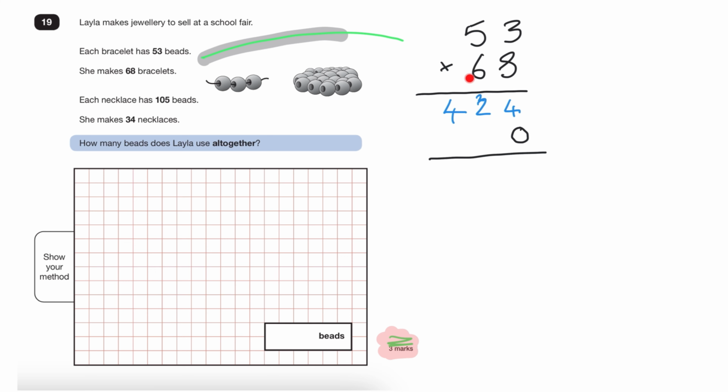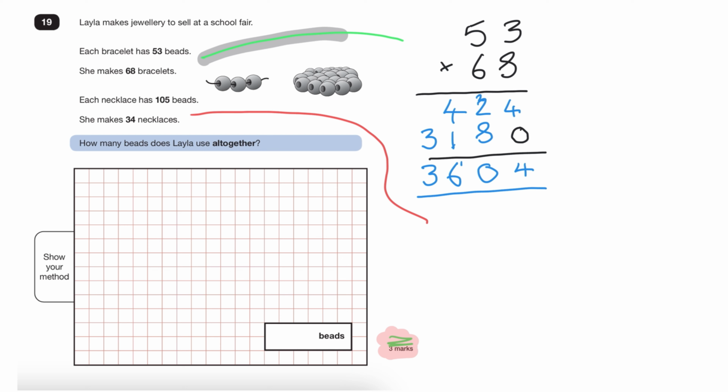Now we're multiplying by a 10. So we've got our placeholder 0, and we're going to do 6 times 3 and then 6 times 5. So 6 times 3 is 18. Carry the 1. And then we've got 6 times 5, which is 30. Add the 1 is 31. Okay. Then I'm going to add that up. So I've got 4. 8 add 2 is 0. Carry the 1. 4 add 1 is 5. Add the 1 is 6. And then the 3. So we get to 3,604 beads.